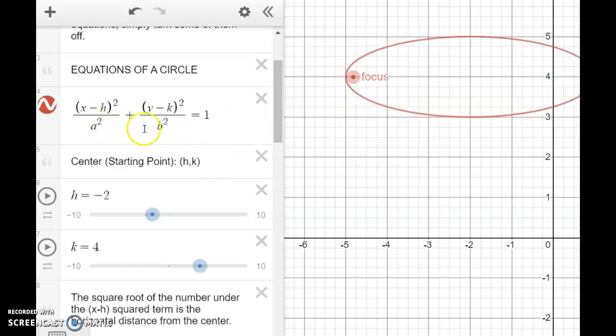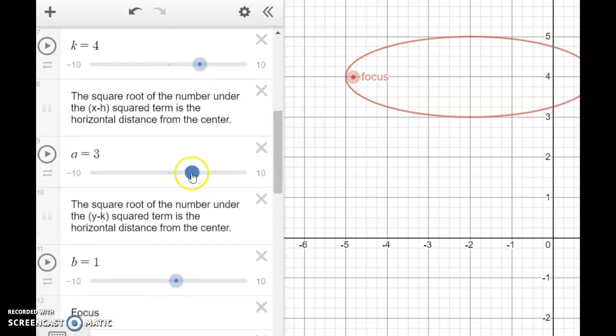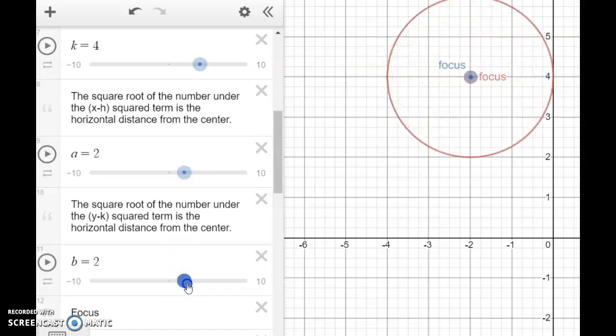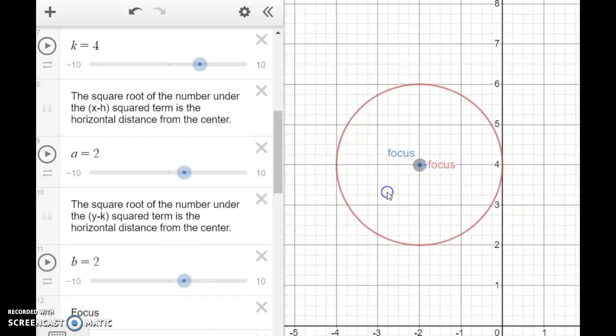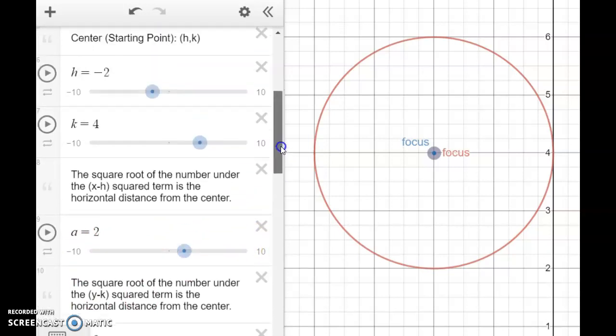But what's important is that the A and the B need to be the same. So I'm going to choose this one here. Let's say A equals 2. And this one I choose B equals 2. And we can see that is exactly a circle, of course. And the two foci are actually one and the same. And that's the center of the circle. And this is a perfect circle. Okay, so what I did here is A and B are actually 2. And then I have my center at -2 and 4.